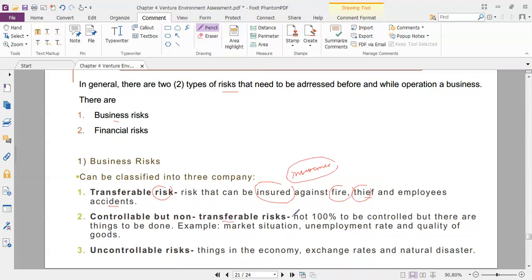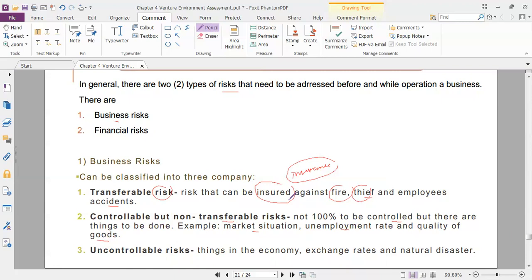Under business risk we also have controllable but not transferable risk. This second type is not 100% able to be controlled. The risk cannot be fully controlled by the entrepreneur, but there are things to be done. For example, market situation, unemployment rate and quality of the goods. Ini kita boleh control, tapi kita tak boleh nak transfer the risk. Kita kena accept lah.